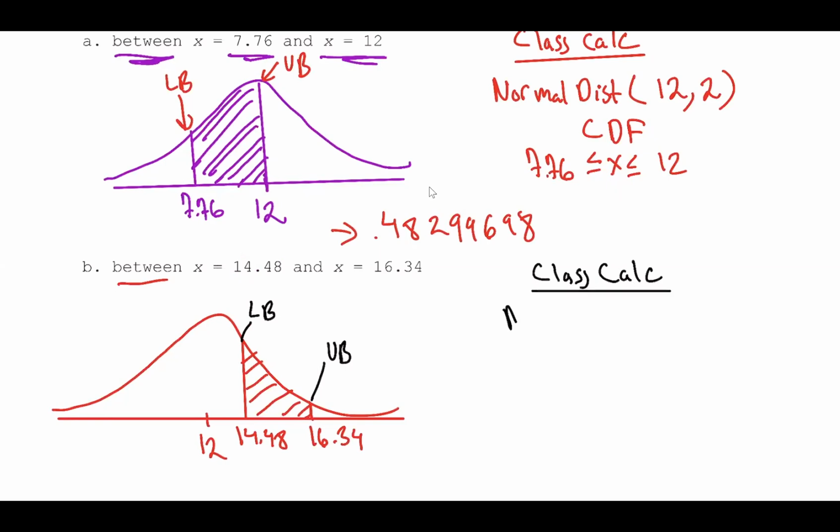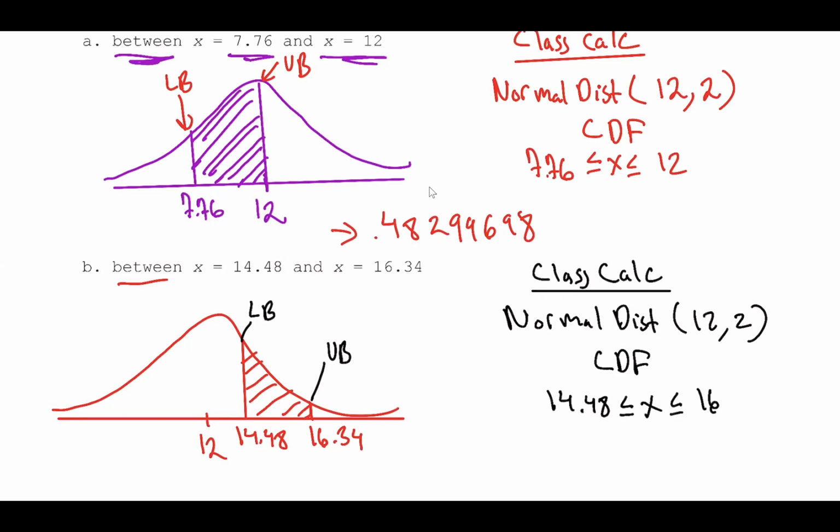In Class Calc, you want to go to normal distribution. You still put mean as 12, standard deviation is 2, and then you press CDF. So you put 14.48, that's my lower bound. And then you put 16.34, and that's my upper bound. And that's how you'll get the answer for part B. Any question for part B?